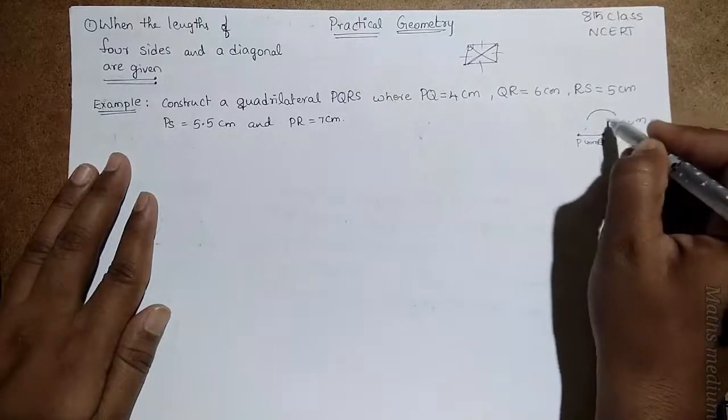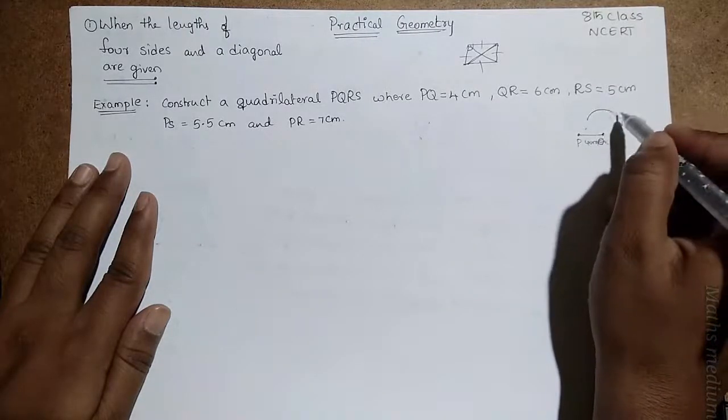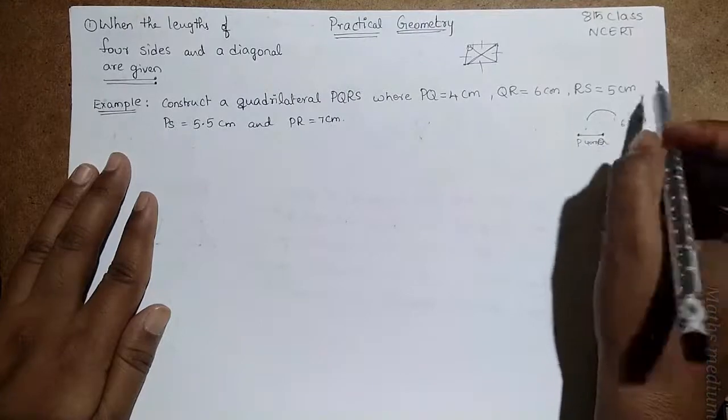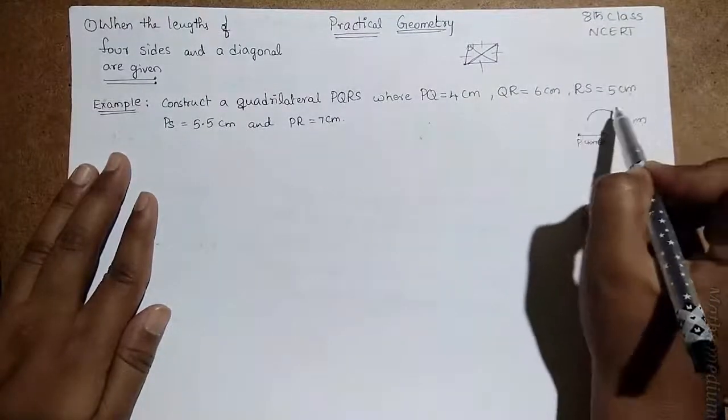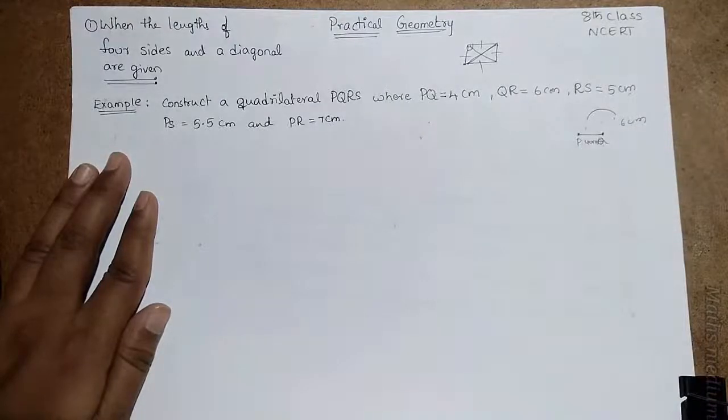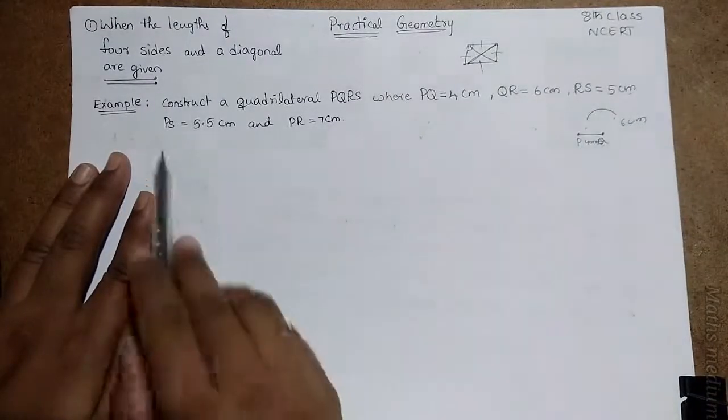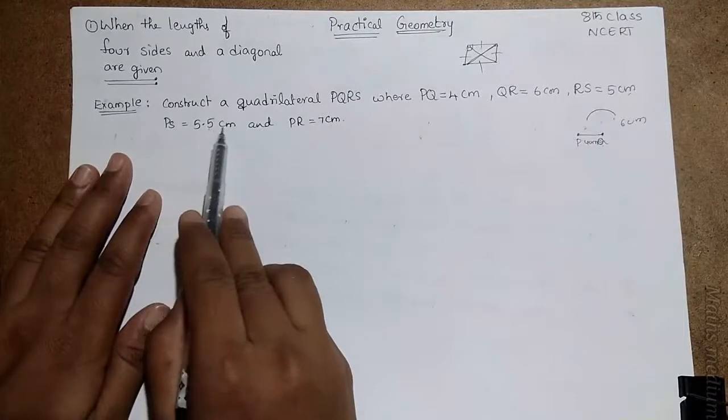We don't know where the point we have to put. So let it stop up to here. Next, coming to RS 5 centimeters. We don't have S and R points here, so skip that step. Next, PS equal to 5.5 centimeters.